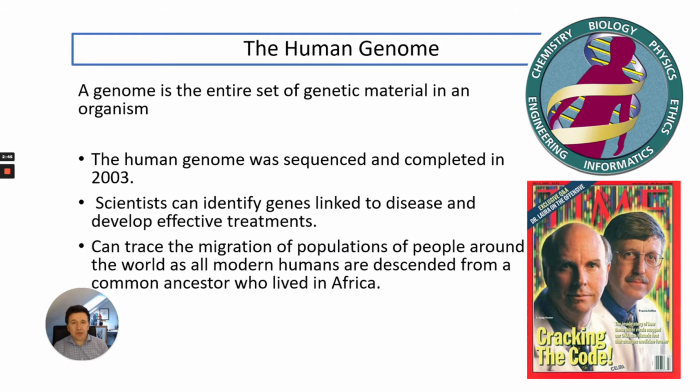A genome is the entire set of the genetic material in an organism. The human genome was first sequenced and completed in 2003. Scientists can identify genes linked to disease and develop effective treatments. You can also trace the migration of populations of people around the world, as all modern humans are descended from a common ancestor who lived in Africa.